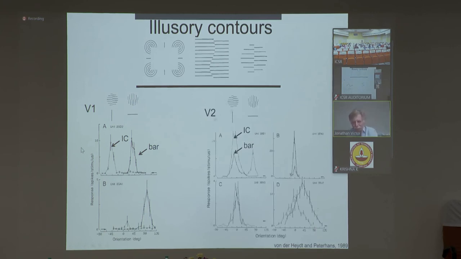So here's a V2 neuron, and its orientation preference for the illusory contour matched the orientation preference for a real bar in the same orientation. So we can kind of infer that this V2 neuron was responding to the illusory contour. And that looks really like a qualitative difference between V1 and V2.